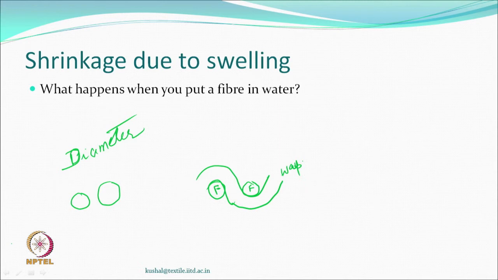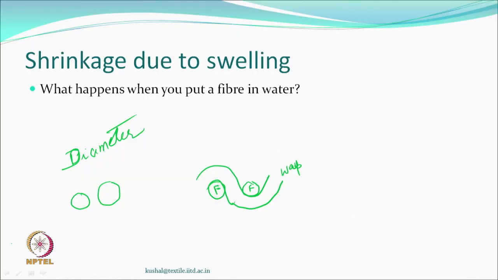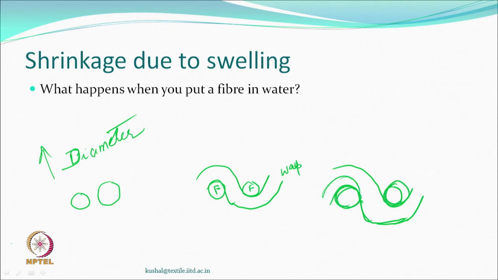Now, let us say they swell because we have put them in water. Then what happens? All the diameters, let us say, become this. Let us say both warp and weft increase in diameter, then this yarn has to traverse a larger path along this. So, how will it do it? It will just come together.